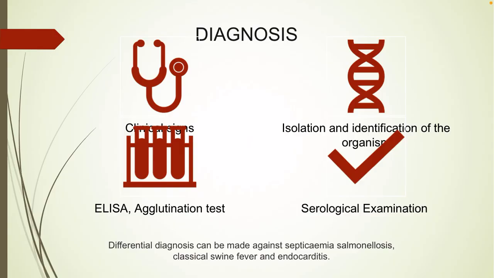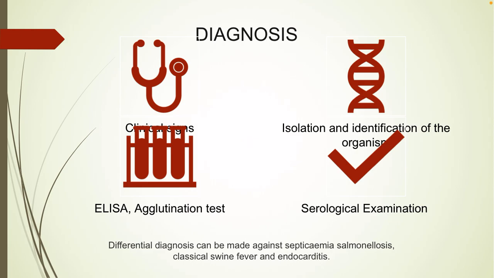Let us now discuss the diagnosis. The diagnosis can be done based on the clinical signs such as presence of skin lesions and lameness. Secondly, isolation and identification of Erysipelothrix rhusiopathiae from the blood of affected pigs in acute cases helps to establish a diagnosis. Thirdly, we can use ELISA and agglutination tests, which are also available. Lastly, serological tests are also done for the diagnosis.